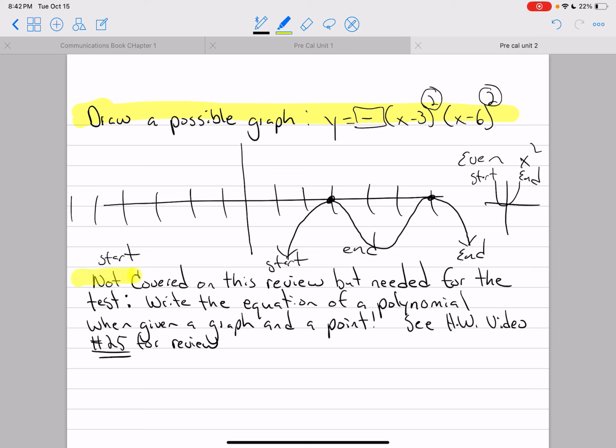Last part. So what's not covered in this review, but needed for the test? We are doing a lot of A-value practice in class, so I'm not going to make a whole other video about it, but you need to know how to write the equation of a polynomial when given a graph and a point. If you want more review on that, see homework video number 25. But we did a lot of that in practice.